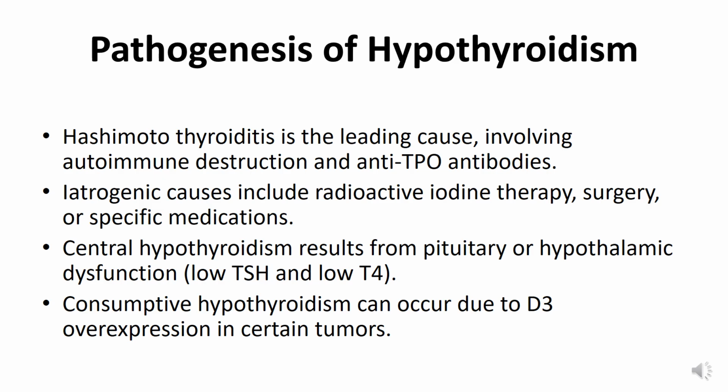One major immune target is thyroid peroxidase, also called TPO. Many patients develop anti-thyroid peroxidase antibodies, which are important laboratory markers for autoimmune thyroid disease. As thyroid tissue becomes progressively damaged, the gland loses its ability to produce adequate T4 and T3.